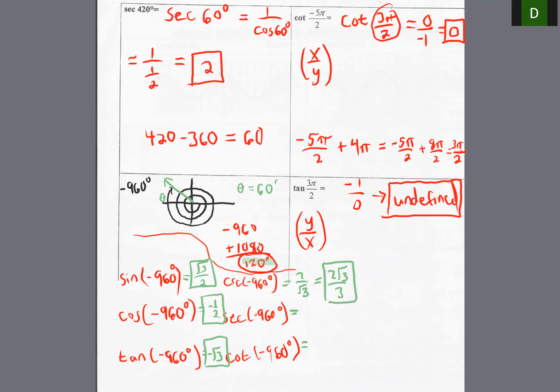It's getting a little messy. So it says 2 over square root of 3, and then I multiply the top and the bottom by square root of 3. The reciprocal of negative 1/2 is negative 2. The reciprocal of negative square root of 3 is negative 1 over square root of 3. Then I'm just going to simplify that to negative square root of 3 over 3. And we are done with notes today.